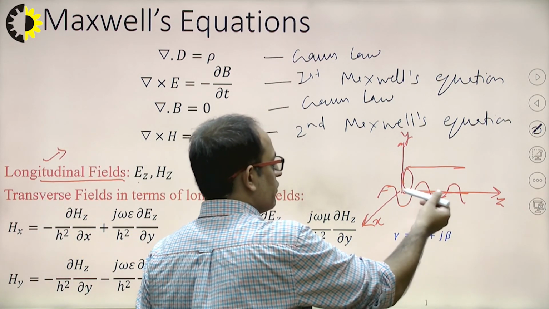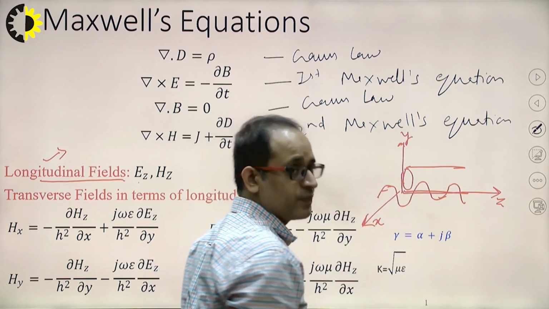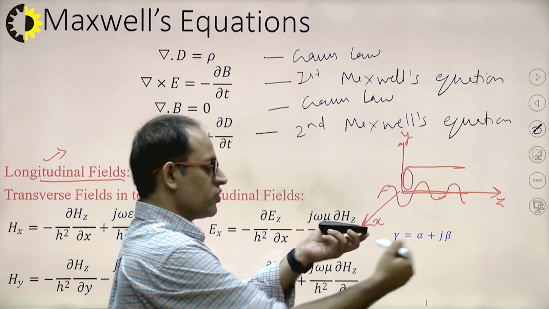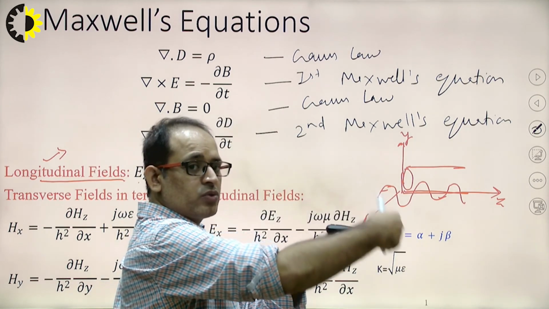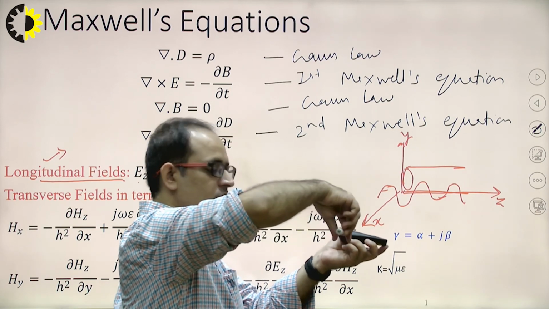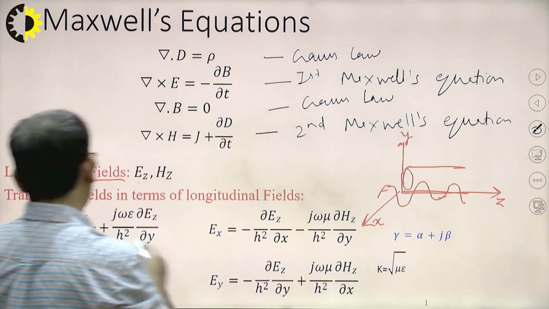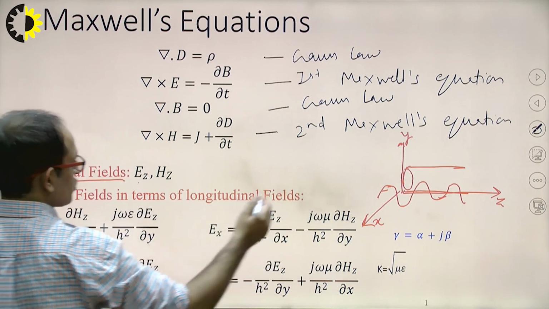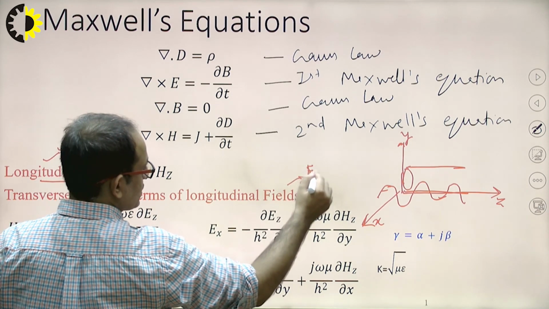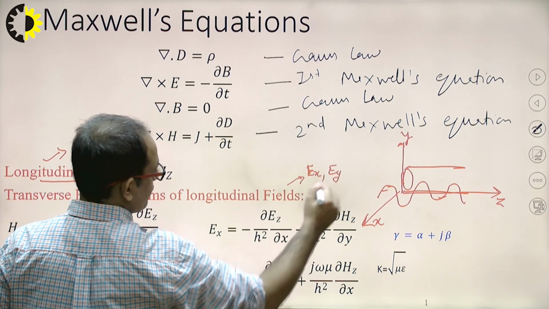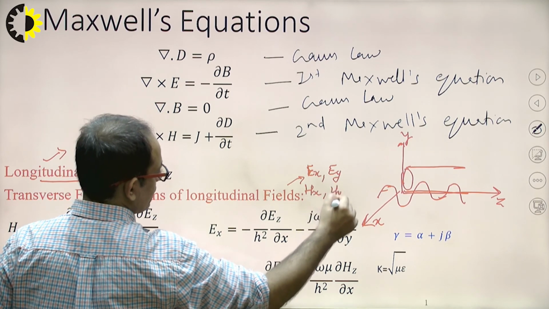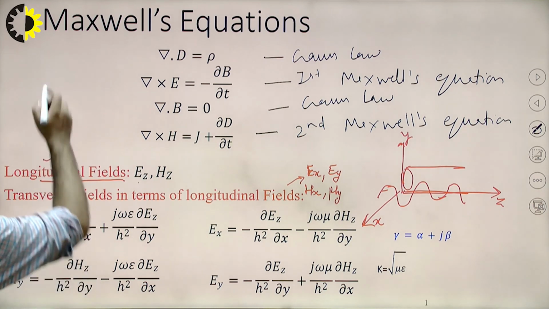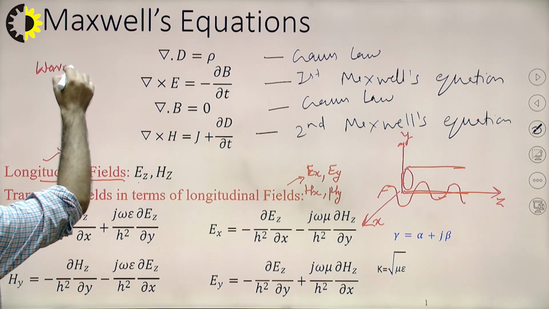Now, what are the transverse fields? The fields which are perpendicular to the direction of propagation. If this is the direction of propagation, the field that exists perpendicular to it is this one and this one, that means in the xy direction. Those are the transverse components, Ex, Ey, Hx and Hy. Clear?